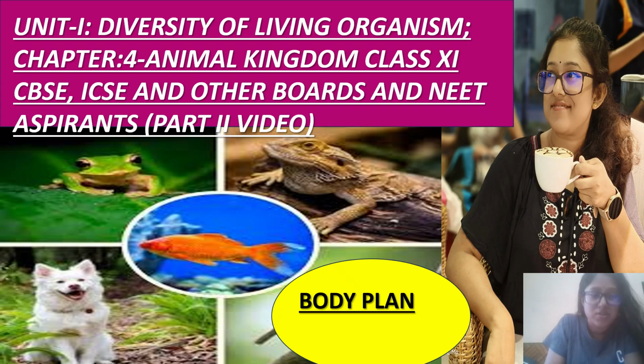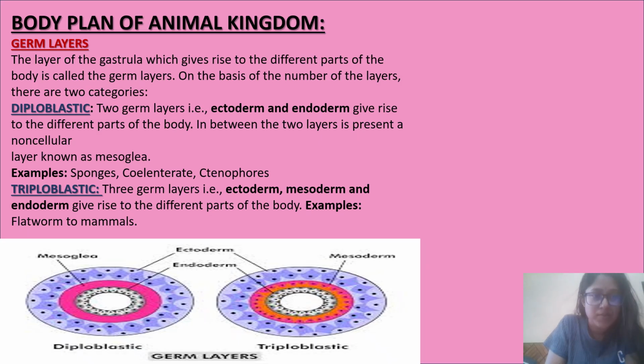Today's topic is body plan. According to germ layers, animals are diploblastic and triploblastic. The layers of the gastrula which give rise to the different parts of the body are called germ layers.